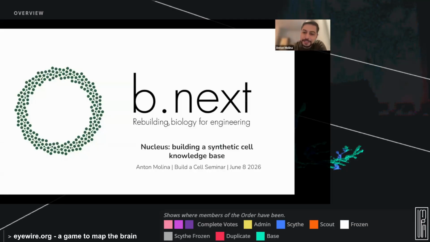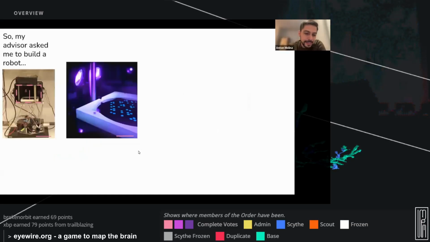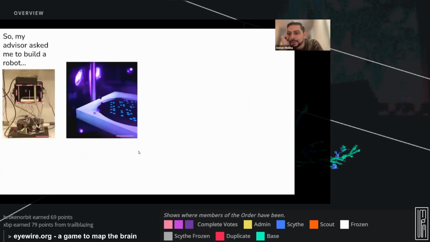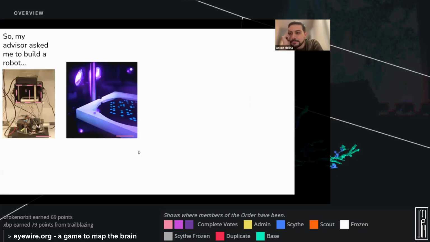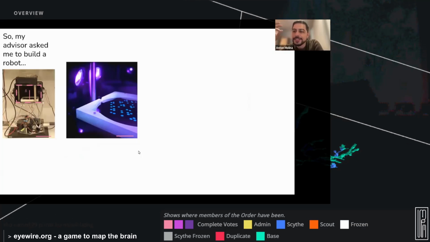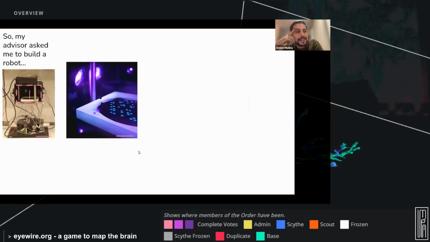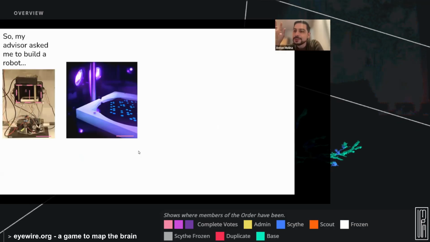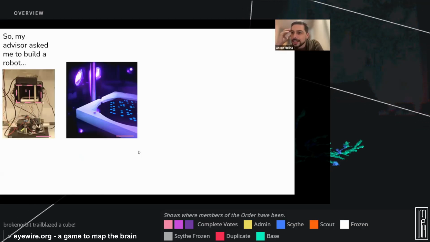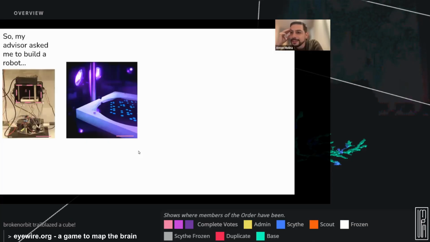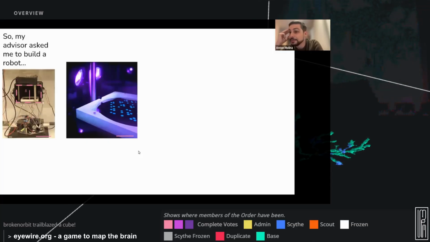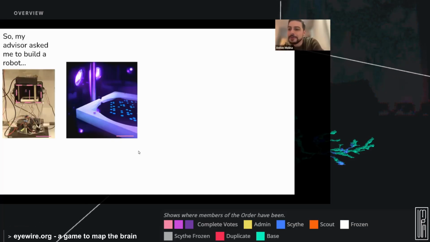So the title of the talk: Nucleus, Building a Synthetic Cell Knowledge Base. I guess I'll just start with a little bit of a personal introduction for how I got into the synthetic cell field. I think it traces back to a little side adventure during my PhD, when my advisor one day asked me to essentially build a robot. He thought that would be an important part of my thesis.